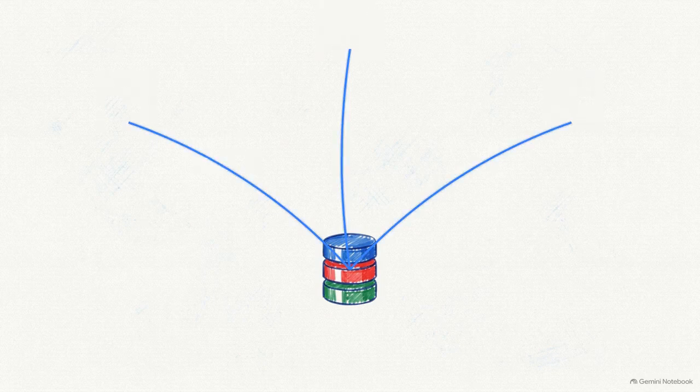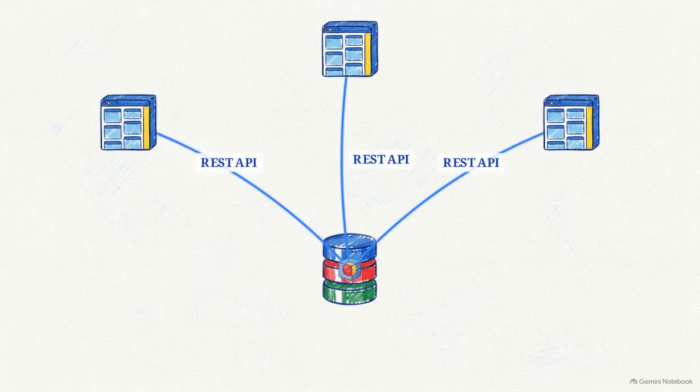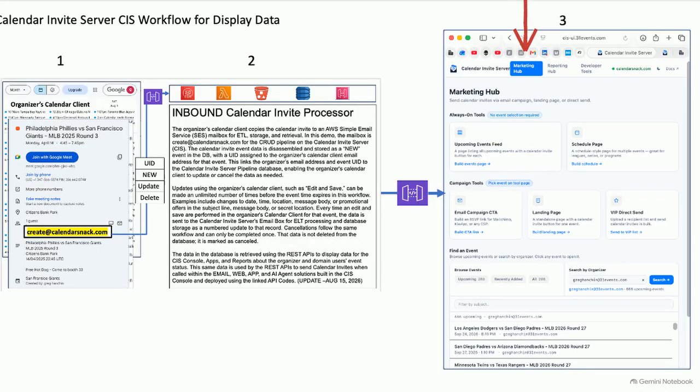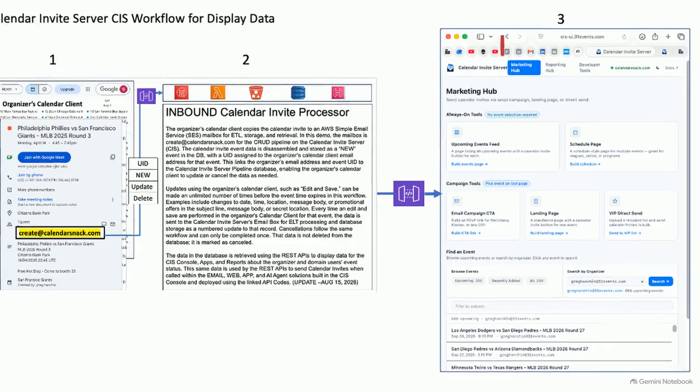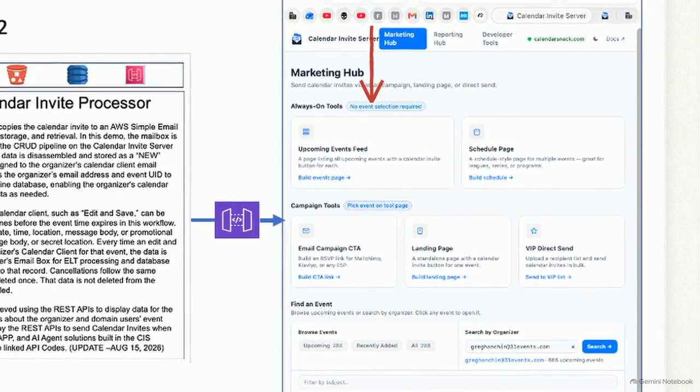To put this clean data to use, we need a mechanism to retrieve it from the AWS backend. That retrieval relies on REST APIs, which serve as standardized bridges allowing any external application to query the database. The final destination is the Marketing Hub in Box 3. This presentation layer uses the API to drive automated outputs, generating list-based event feeds, standalone landing pages for each entry, and embedded calls to action for external marketing software.